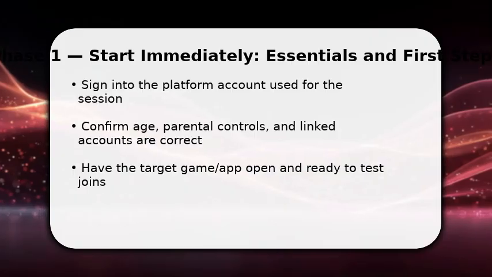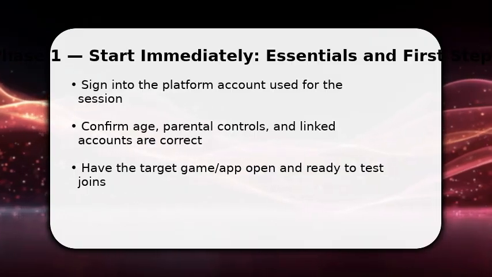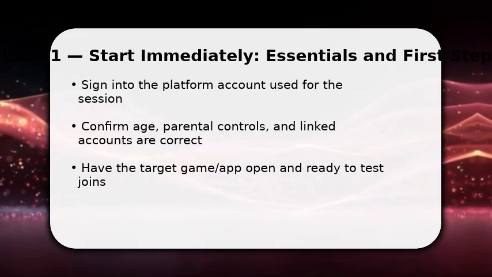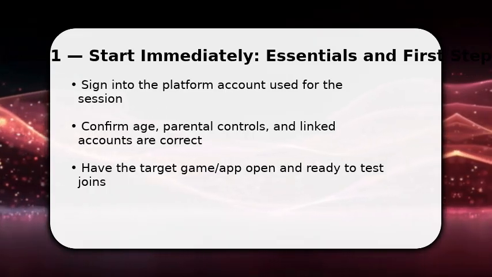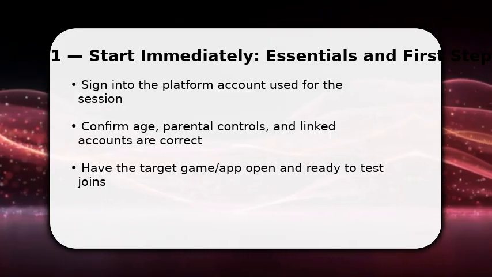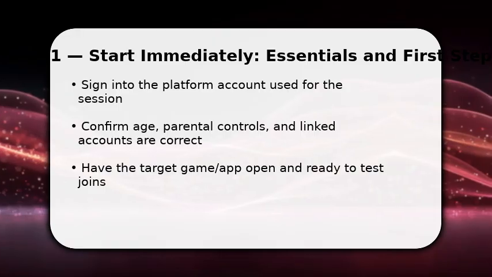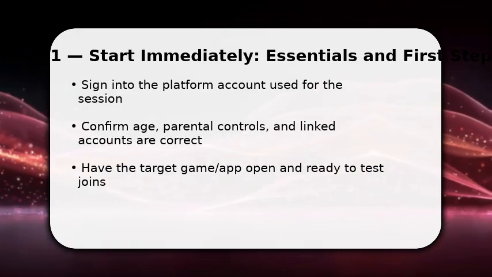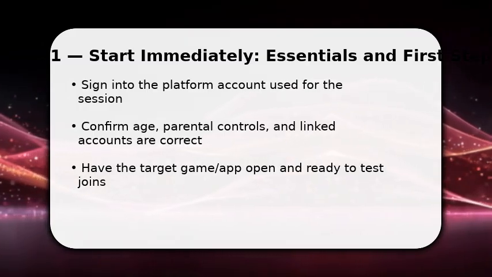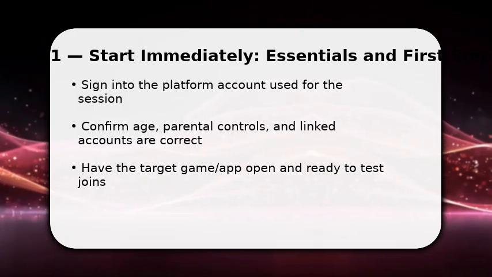You start by confirming the essentials, sign into the exact account you'll use, and open the game or app. Once done, check age and parental control status because many services block joins for underage or restricted profiles. Also verify linked accounts. Console versus platform account mismatches often cause failures. Make sure to note the account name and platform. This saves time when you change settings next.